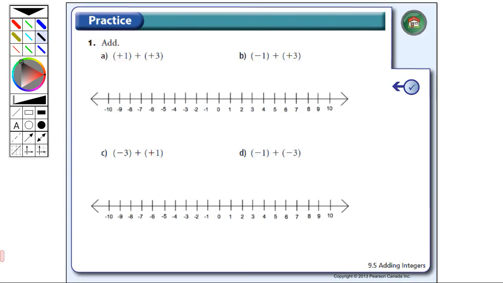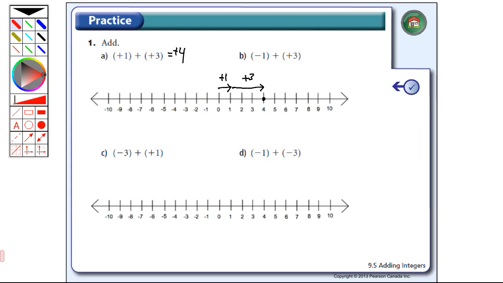So question number 1, positive 1 plus 3. From 0 to go to positive 1, I make an arrow. That's my positive 1. And plus 3. Well, plus 3 is 1, 2, 3 more to the right, all in the same direction. So I'm going to be getting an answer at positive 4. So we can write positive 4 equals positive 4.